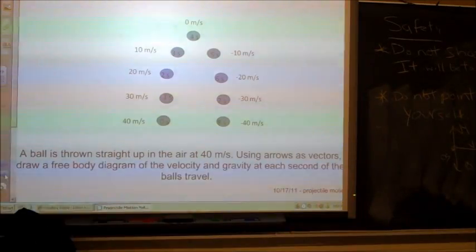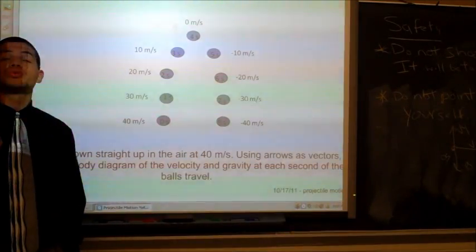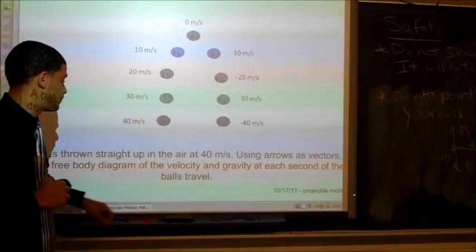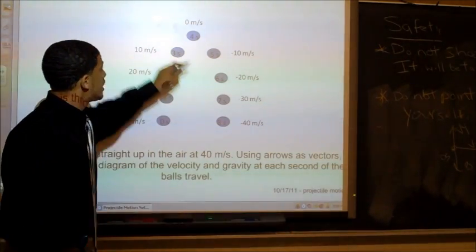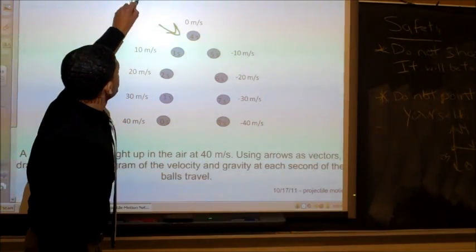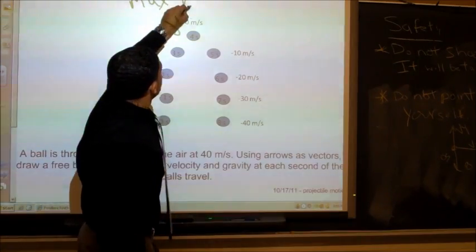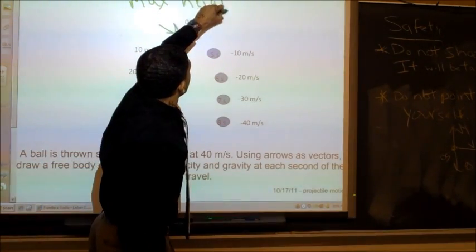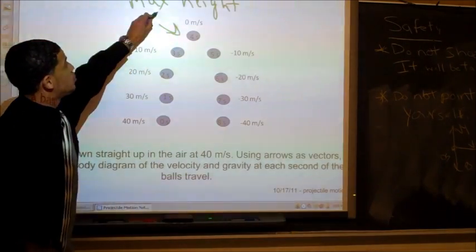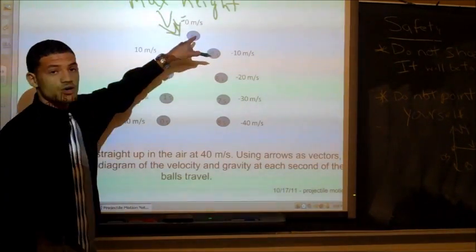Situation that we talked about earlier when we're launching a ball straight up in the air at 40 meters per second. As we mentioned earlier, at maximum height, our velocity in the y direction is 0 meters per second.